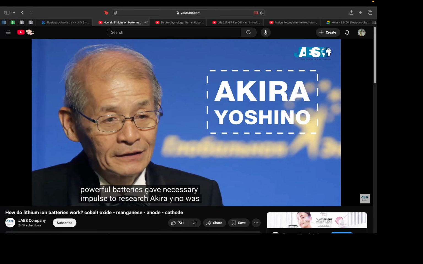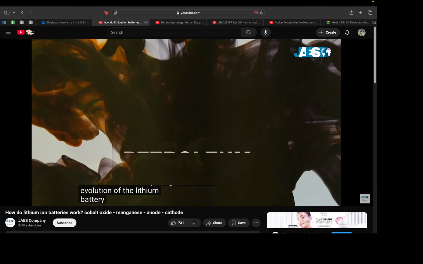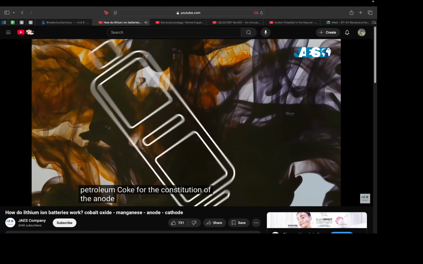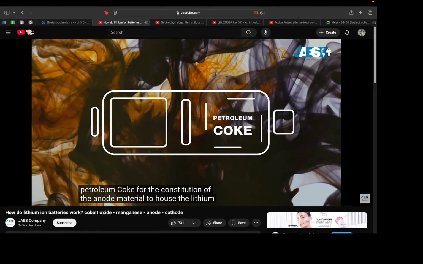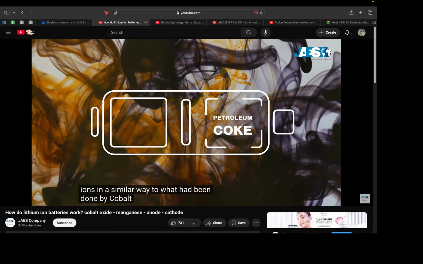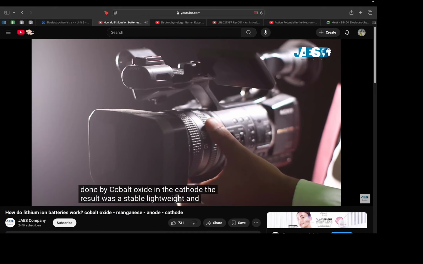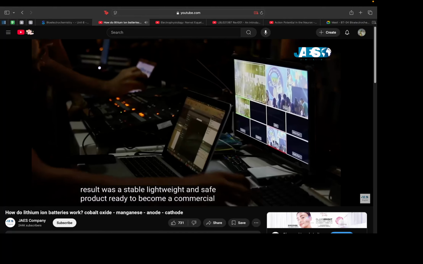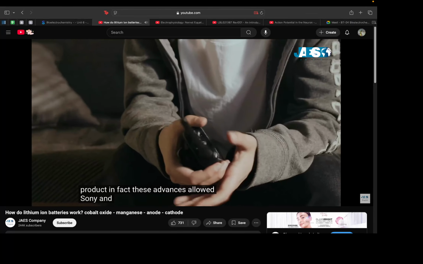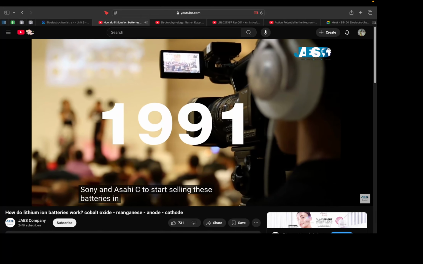Akira Yoshino was considered the third protagonist of the evolution of the lithium battery. He thought he could use petroleum coke for the constitution of the anode material to house the lithium ions, in a similar way to what had been done by cobalt oxide in the cathode. The result was a stable, lightweight, and safe product, ready to become a commercial product. In fact, these advances allowed Sony and Asahi Kasei to start selling these batteries in 1991.